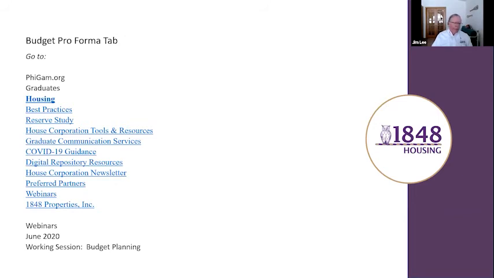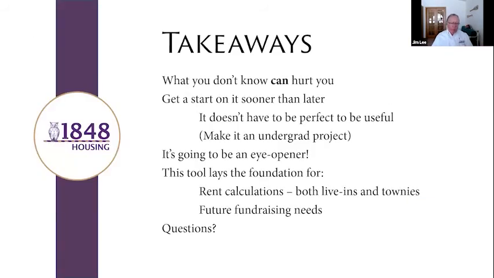Under that, second to the last, is webinars. If you click on the webinars, you go to June 2020. It's a working session for budget planning, and that's where I discuss the nuances of that budget tab, and also what we should be thinking about going forward for the various aspects of your budget planning. So Dio, last slide, please. So here are the takeaways.